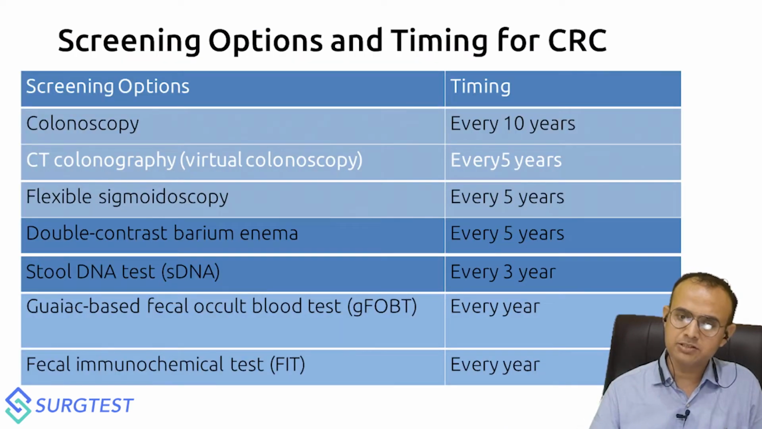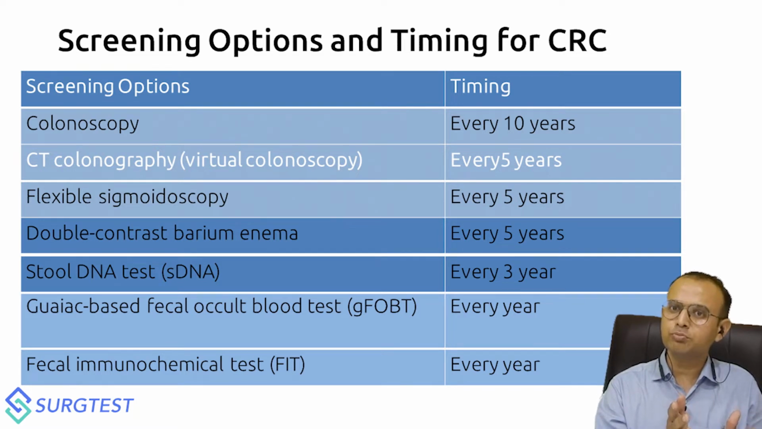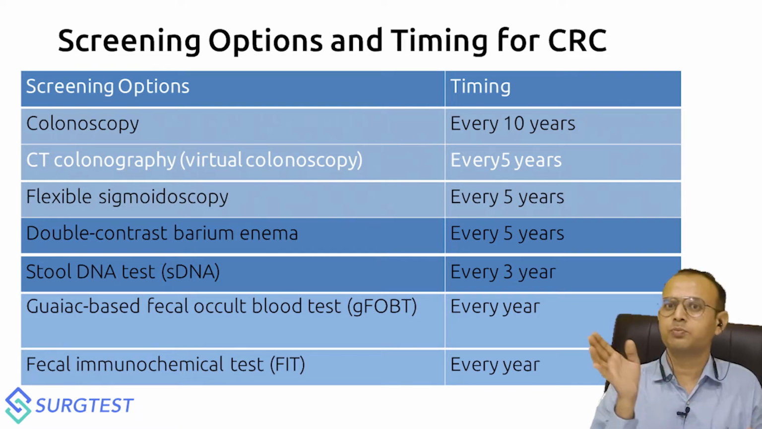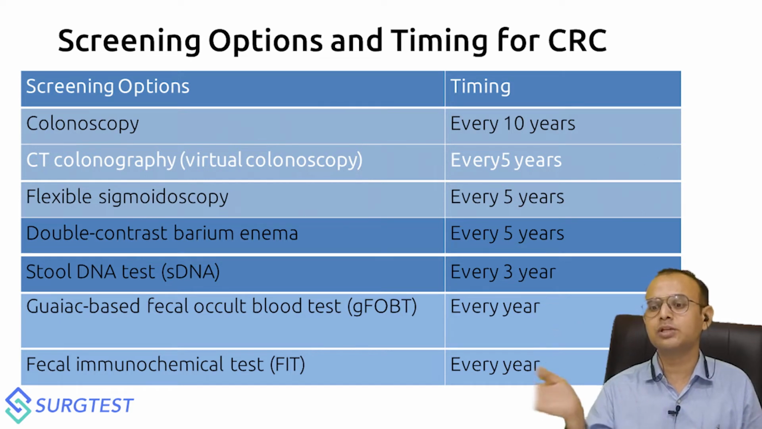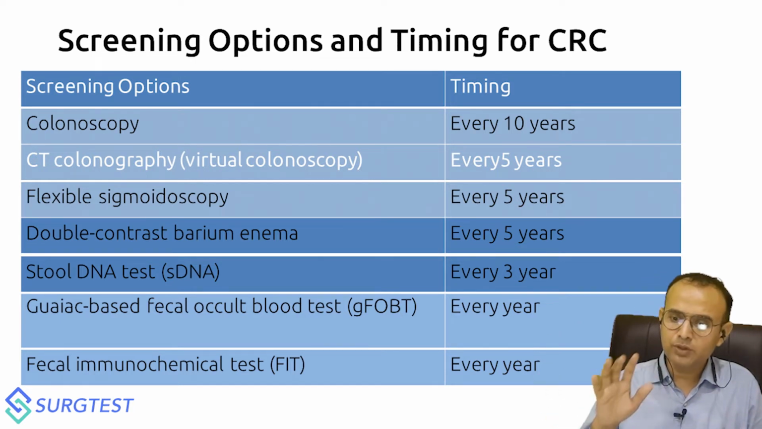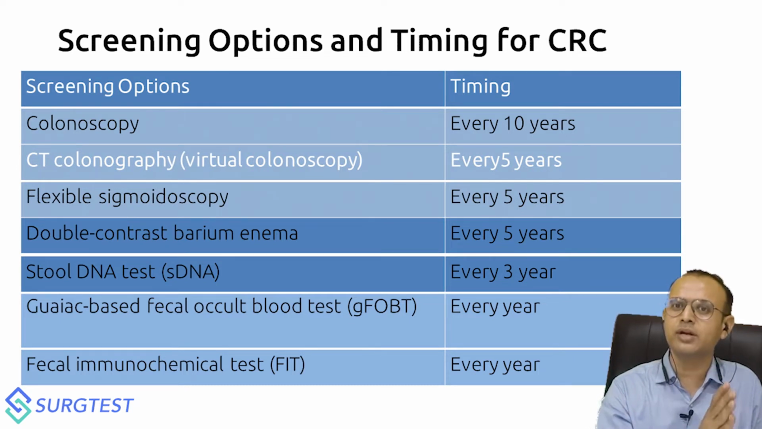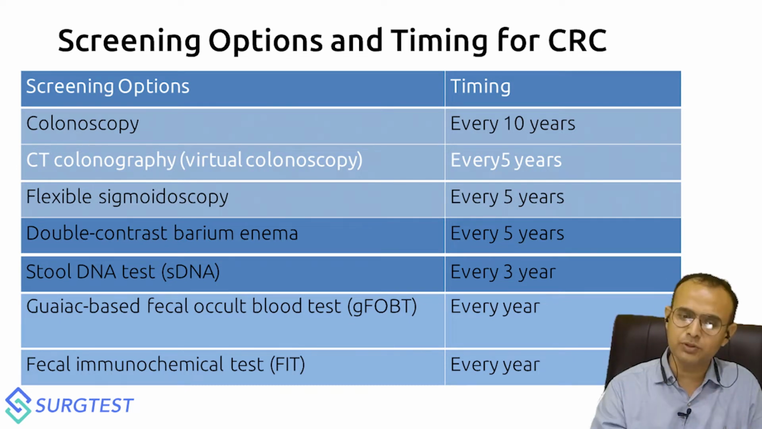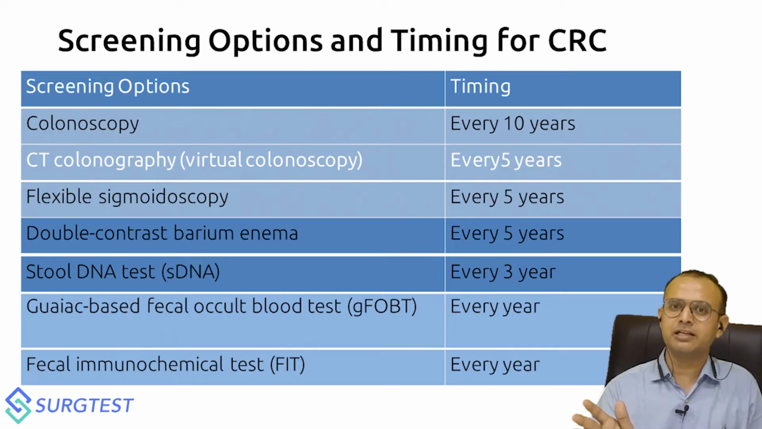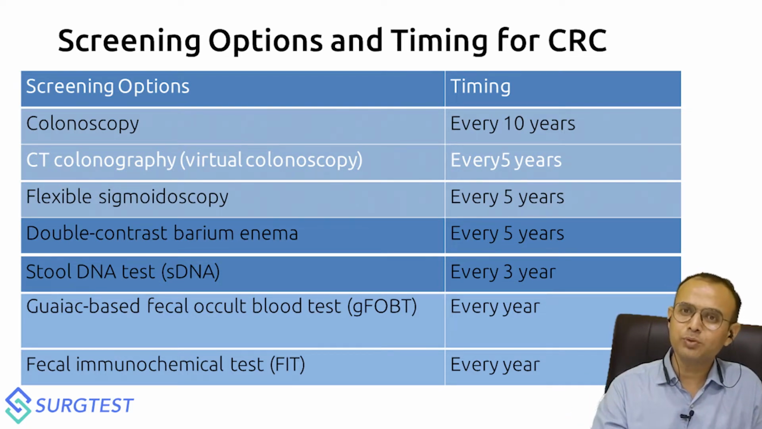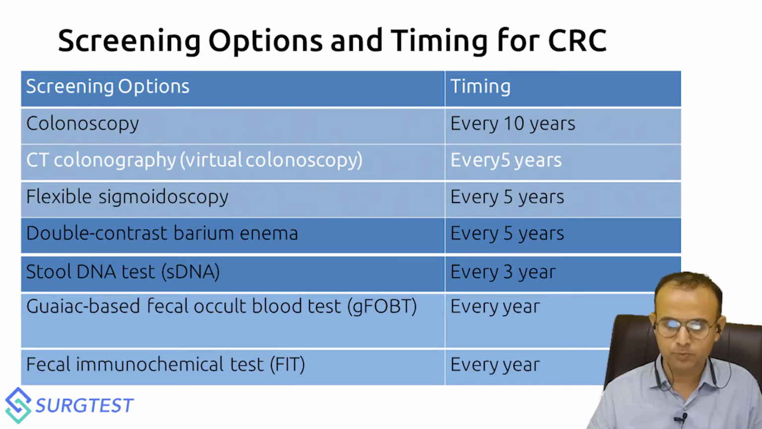For an average risk patient, what is the colonoscopy timing? Screening should be started at 50 years. If we are doing colonoscopy, it should be at 50 years, followed by the next colonoscopy usually 10 years later. Virtual colonoscopy is not as good as colonoscopy. If you are planning for virtual colonoscopy, then you should do it every 5 years. If it is sigmoidoscopy only, we should do it every 5 years.